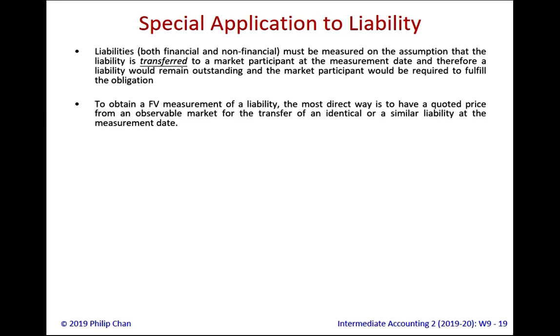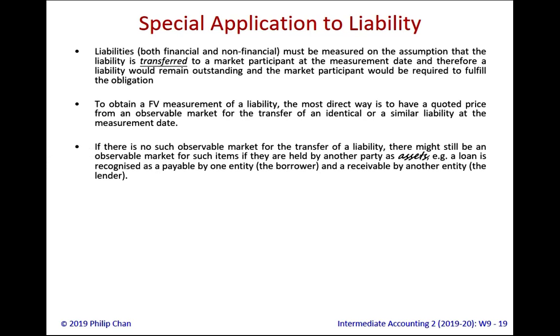To obtain the fair value of the liabilities, the most direct way is, of course, to have a quoted price from an observable market for the transfer of an identical or similar liability at the measurement date. That is the ideal situation. If there is no such observable market for transfer of a liability, there must still be an observable market for such items if they are held by another party as assets.